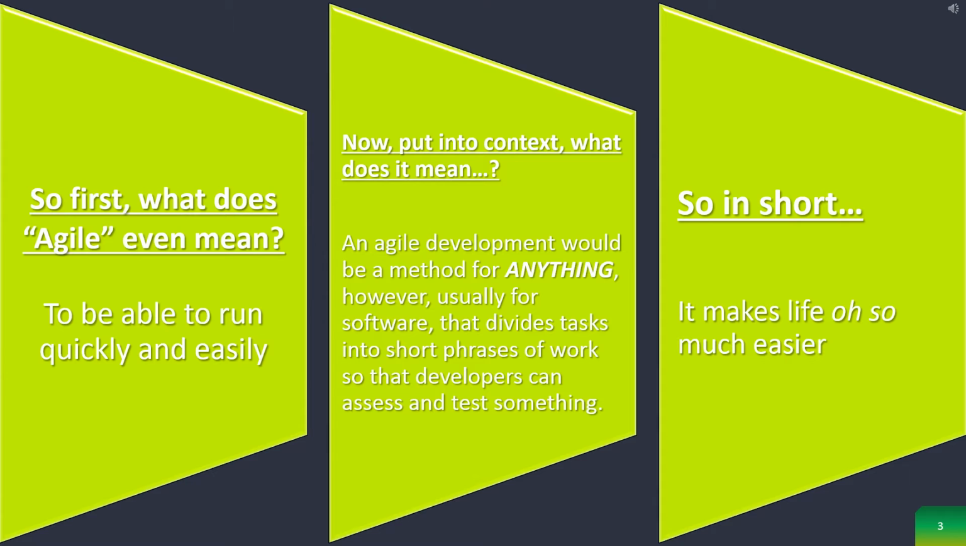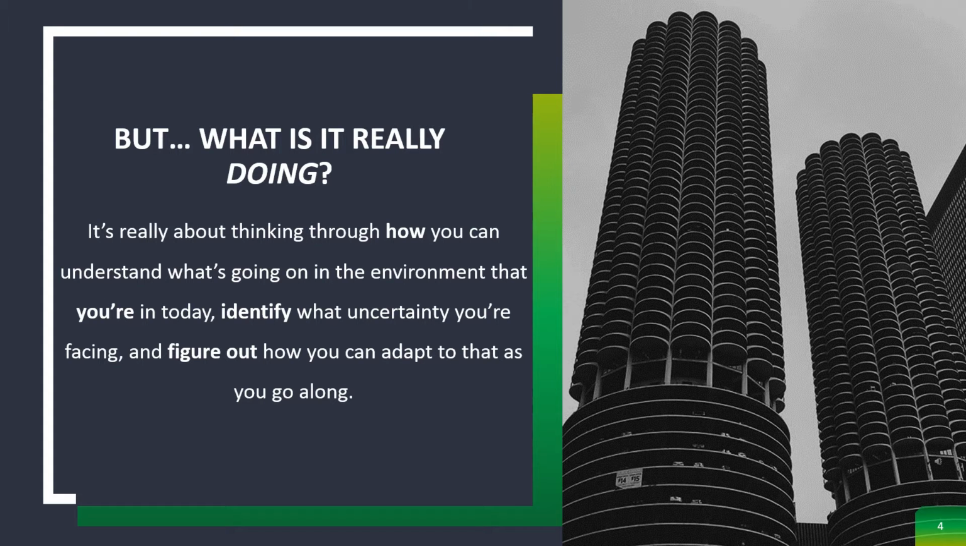An agile development would be a method for anything, however, usually for software, that divides tasks into short phases of work so that developers can assess things. So in short, it makes life so much easier for developers. But what is it really doing? It's really about thinking through how you can understand what's going on in the environment that you're in today, identify what uncertainty you're facing, and figure out how you can adapt to that as you go along.